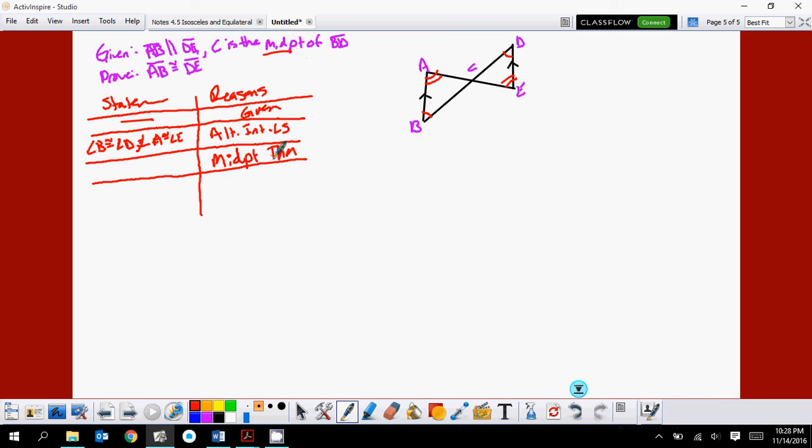C is the midpoint of what segment? BD. Okay, so when I go to look at BD here, C is in the middle of it. Halfway, the other half. So I've got BC congruent to DC or CD. Either way works. Midpoint theorem. Boom. Alright.